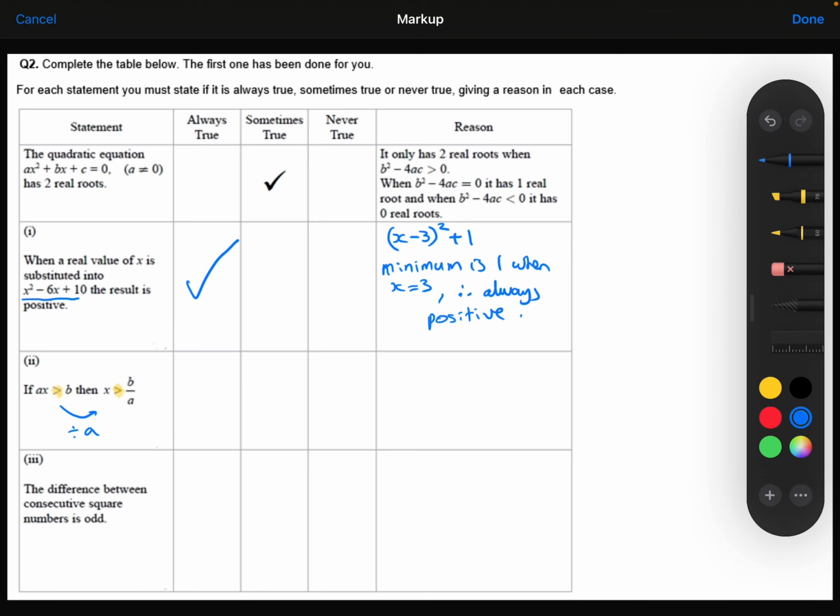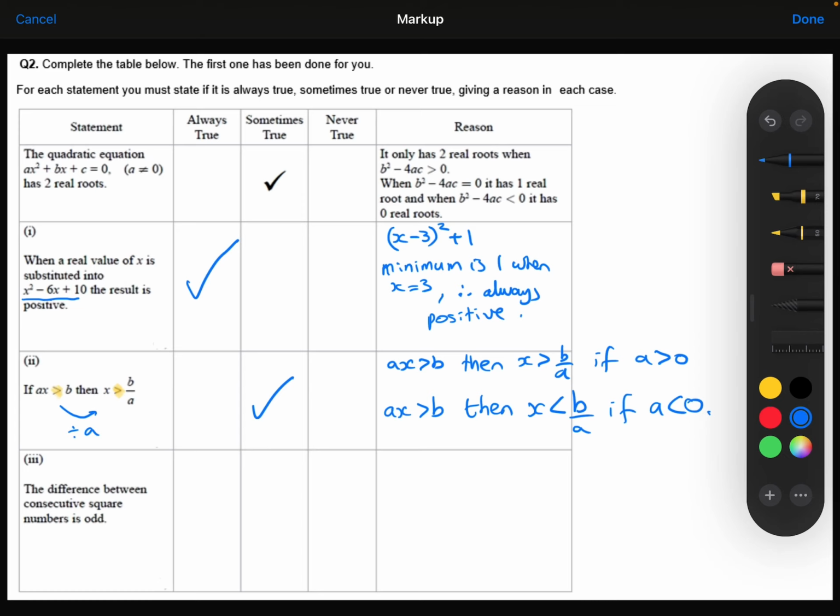So this statement is sometimes true, and I'm going to say that if ax equals b, then x is greater than b over a if a is positive. But if a was negative, that would mean that x would be less than b over a. The sign would flip if a was negative. So that's why it's sometimes true.